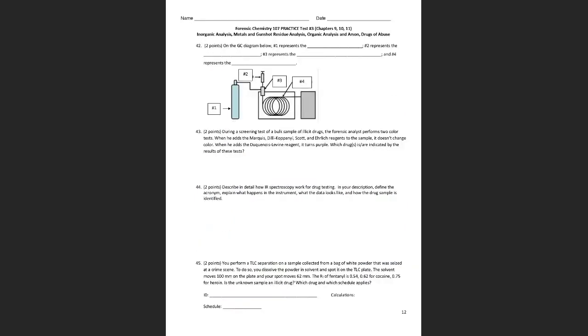On the GC diagram below, identify the components. Number 1 is your helium tank, and that is your mobile phase. So if you had said helium tank or mobile phase, that would be fine. Number 2 is the sample syringe. So you can say sample or syringe. Number 3 is the injection port. And number 4 is the column. Questions?